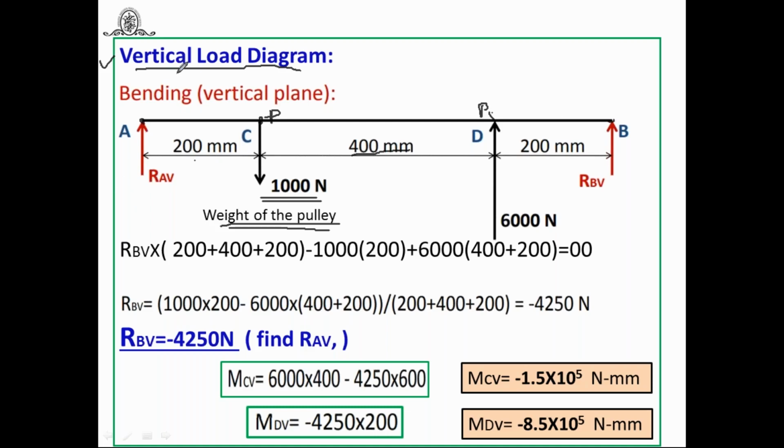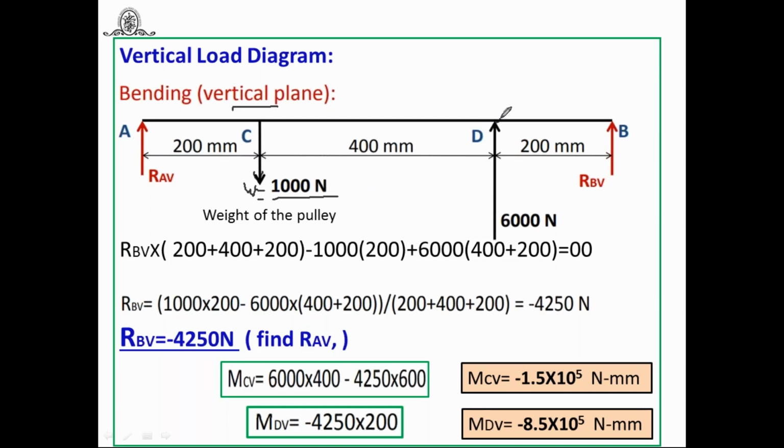Now in the vertical load diagram, the reaction at A is RAV, the reaction at B is RBV, and in vertical loading at the pulley, give attention here. In vertical loading, I have shown only one load. Which load? This is 1000 Newton. This is the weight of the pulley. But what about the horizontal load? Because I have considered the vertical plane, no need to consider these forces T1 and T2 in vertical loading. We will consider them in the horizontal load diagram. Remember this thing.